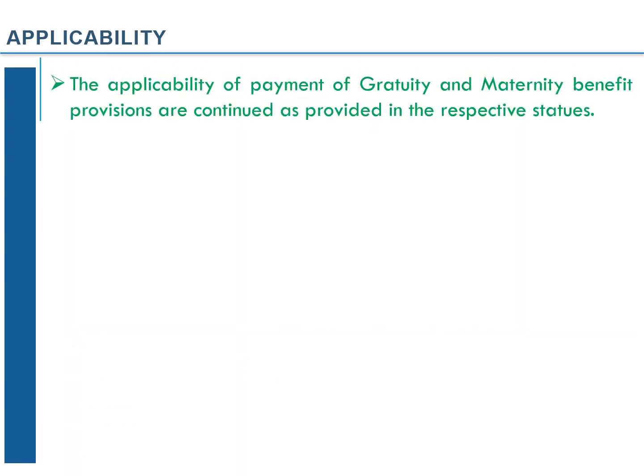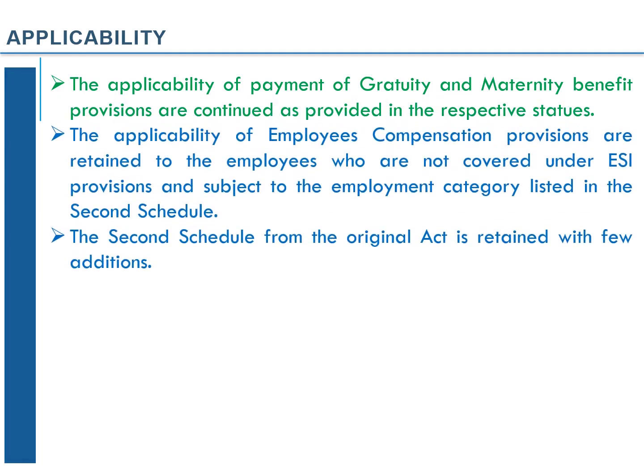The applicability of payment of gratuity and maternity benefit provisions are continued as provided in the respective statutes. The employees' compensation provisions are retained as it is and also applicable to employees who are not covered under ESI provisions and subject to the employment category listed in the second schedule. This second schedule was also available in the original act and it is retained as it is with few additions.